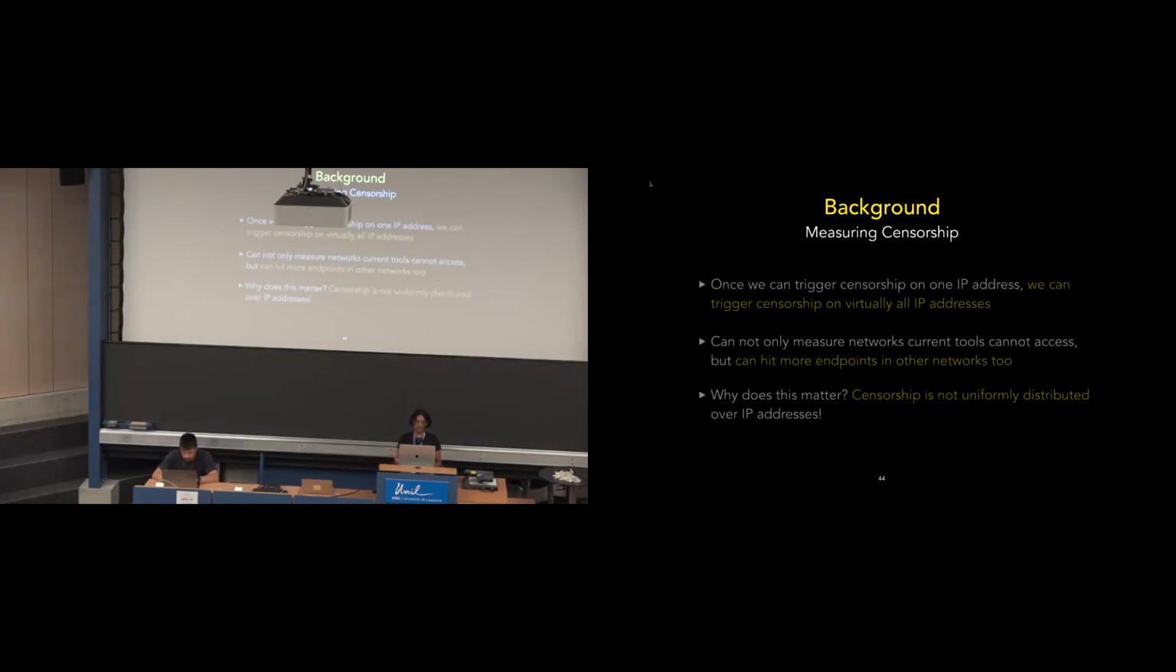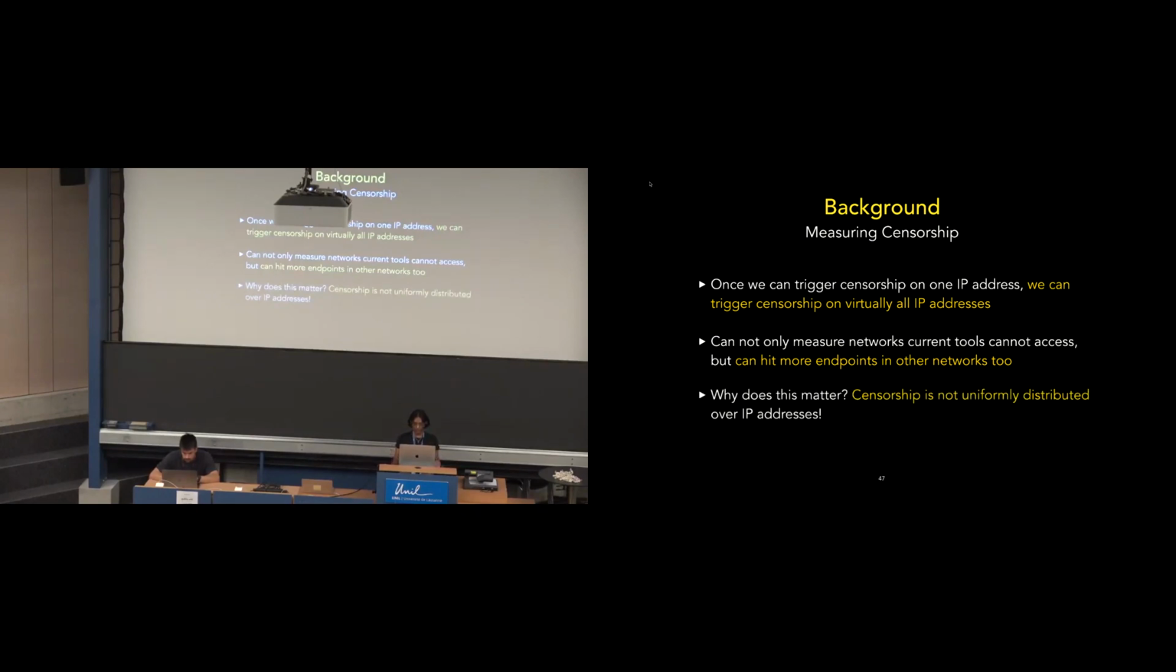So once we train Geneva and Geneva discovers a packet sequence, we can now trigger censorship on one IP address, as Geneva trains on one IP. But this means that we can also trigger censorship on virtually all of the IP addresses within that same AS or network, because it's just sending one packet sequence to all of the IPs. So this means that we can not only measure networks that current tools can't access, but that we can hit more endpoints in other networks as well.